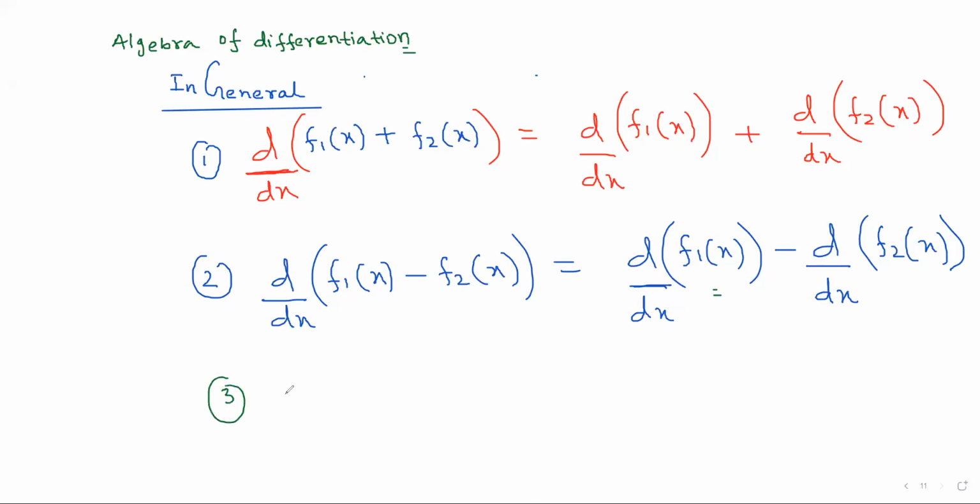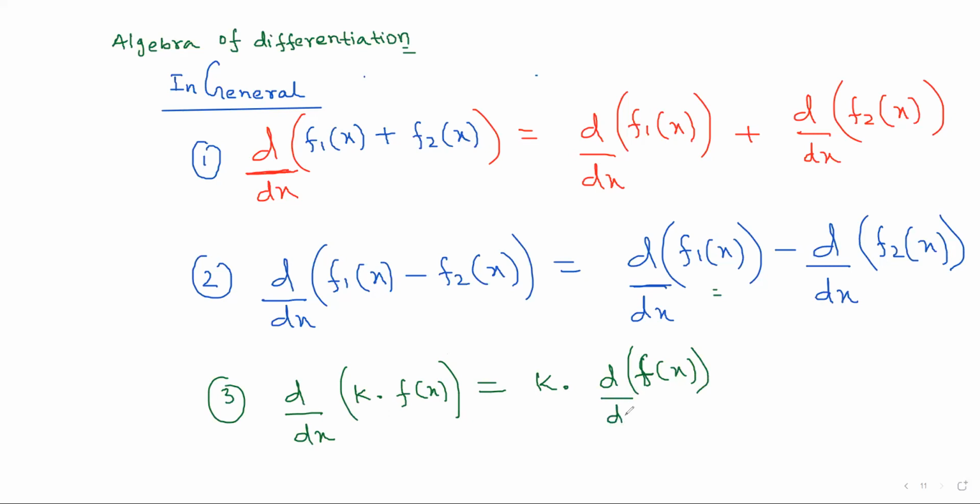Third number. Differentiation of a constant, differentiation of k into fx is equal to k outside the differentiation, and differentiate the function with respect to x. This is clear to all, children, no? Yes, sir. So let's come to some standard and basic examples.